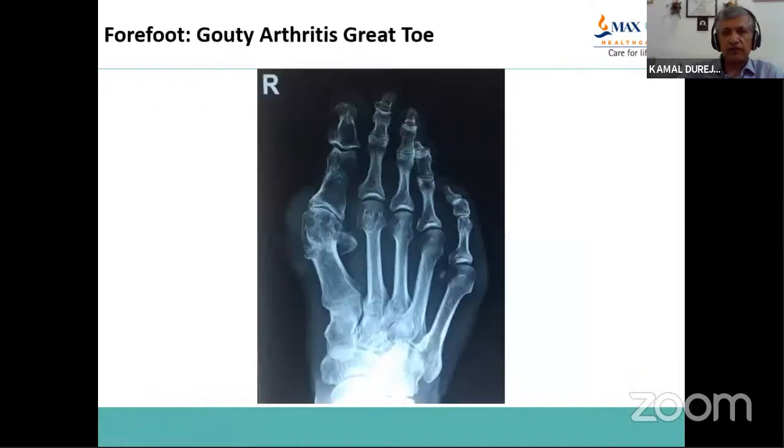This is one of the x-rays of a gouty arthritis, which again involves the first MTP joint. You can see a lot of gouty cysts in the head of the metatarsal.